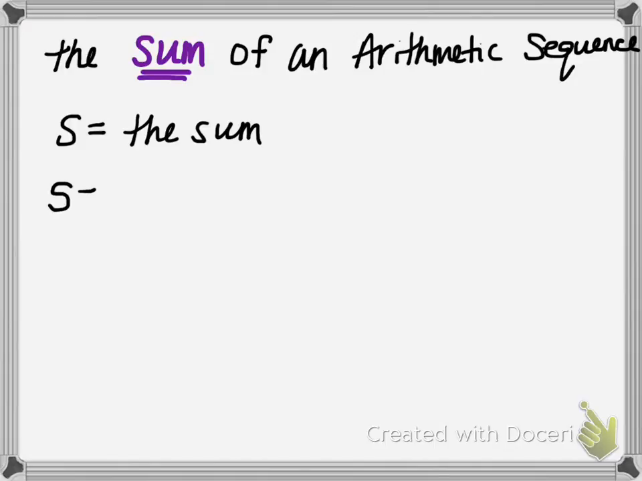So S, my sum, would begin with the first term of the sequence, a sub 1. Then I will add the second term of the sequence, and I'll add the third term of the sequence, and I would keep doing this until we added all the terms of the sequence, which would get me to the last term of the sequence. And the last term of the sequence is denoted by a sub n.